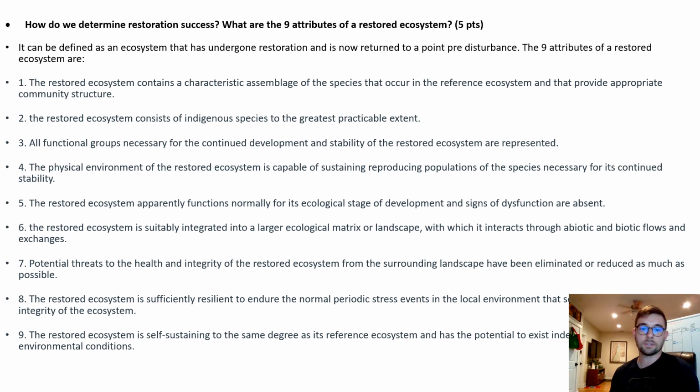8. The restored ecosystem is sufficiently resilient to endure the normal periodic stress events in the local environment that serve to maintain the integrity of the ecosystem. 9. The restored ecosystem is self-sustaining to the same degree as its reference ecosystem and has the potential to exist indefinitely under existing environmental conditions.